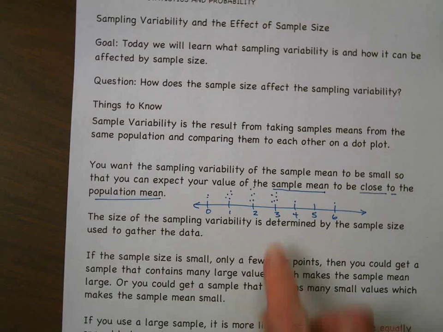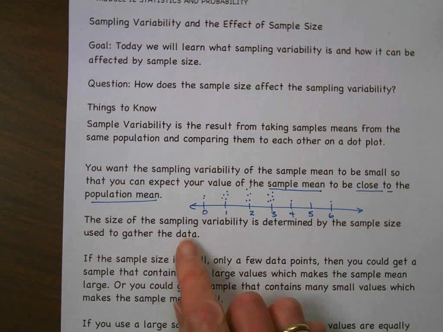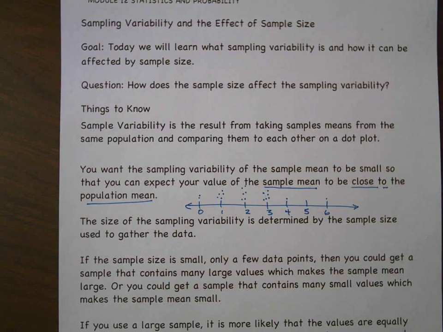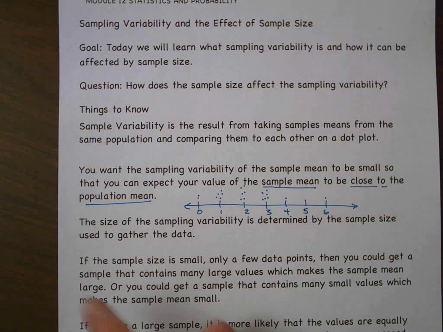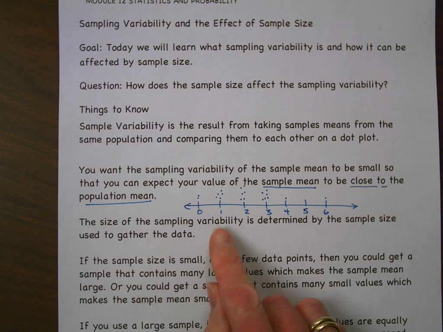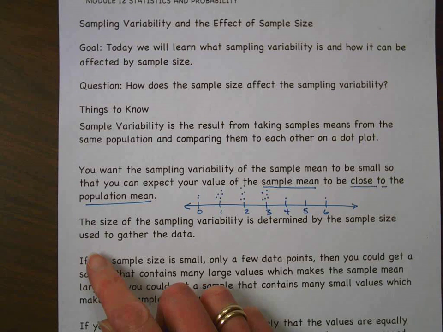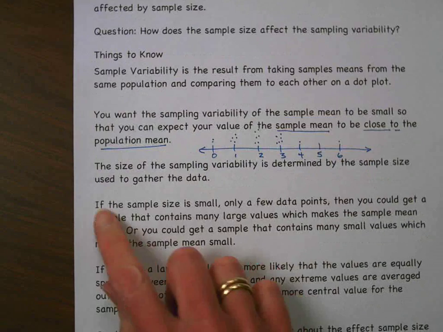The size of the sampling variability is determined by the sample size used to gather the data. So if you have 32 kids in a class and everybody has a different sample mean that we're going to put on the dot plot, then the size of the sampling variability is determined by the sample size used. So if we had 32, that is kind of big as opposed to only having 5. So you can hear the difference between those two sizes.